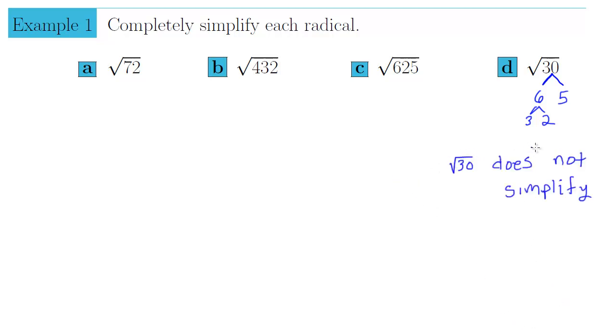So if you ever run into the situation where you can't factor anything out of the square root, if you don't have any pairs or any groups of n identical factors, then your radical does not simplify.